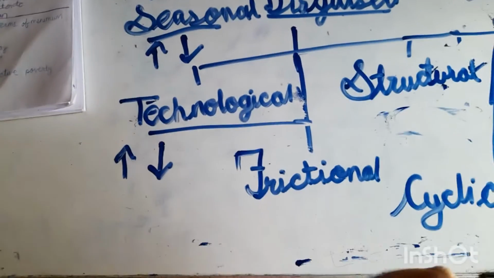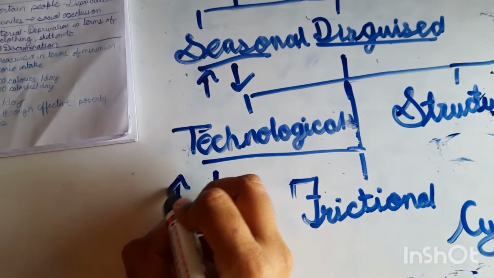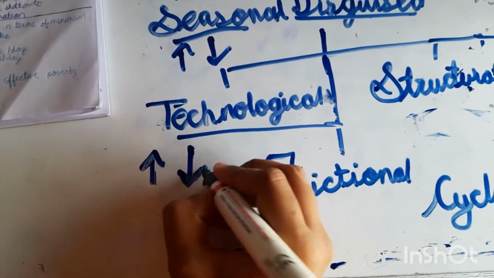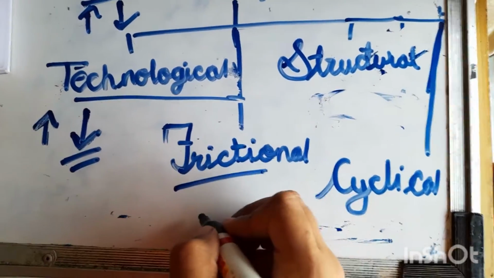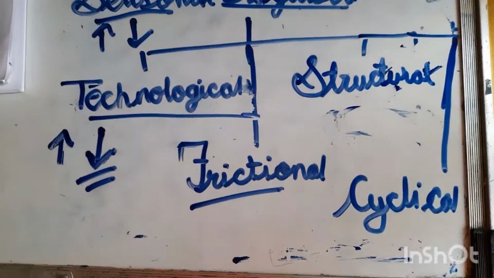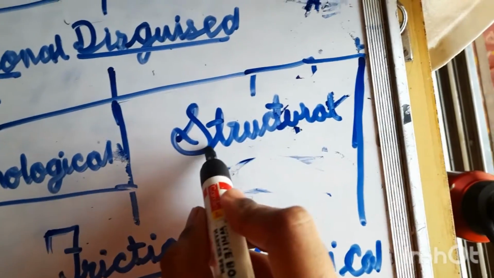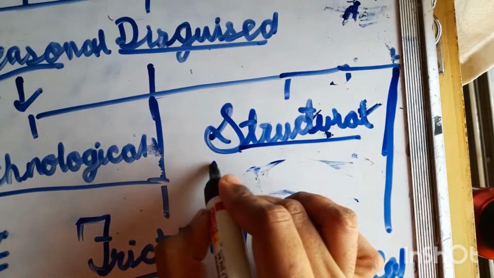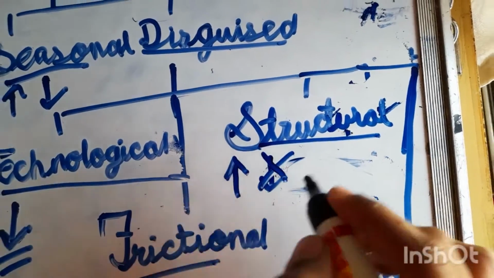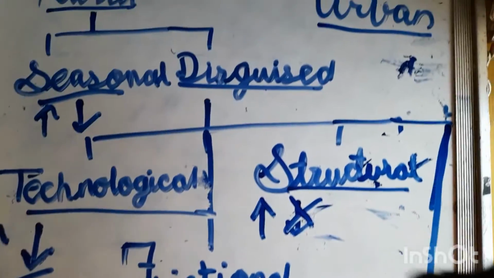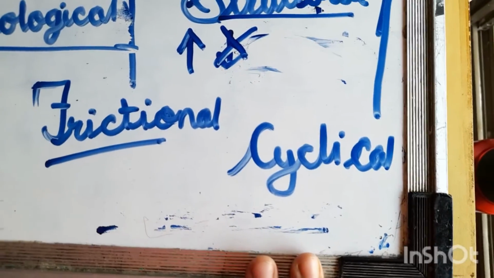Disguised unemployment is further divided into 4 categories. Technological unemployment: as the technology increases, machines replace the labor force. Therefore, employment falls. Frictional unemployment: this is temporary in nature. This takes place due to strikes by the workers, power cuts, and so on and so forth. Structural unemployment: as mentioned, technology increases, but our labor force remains unskilled. They don't have the necessary skills needed to operate that level of technology. Therefore, they are unemployed.